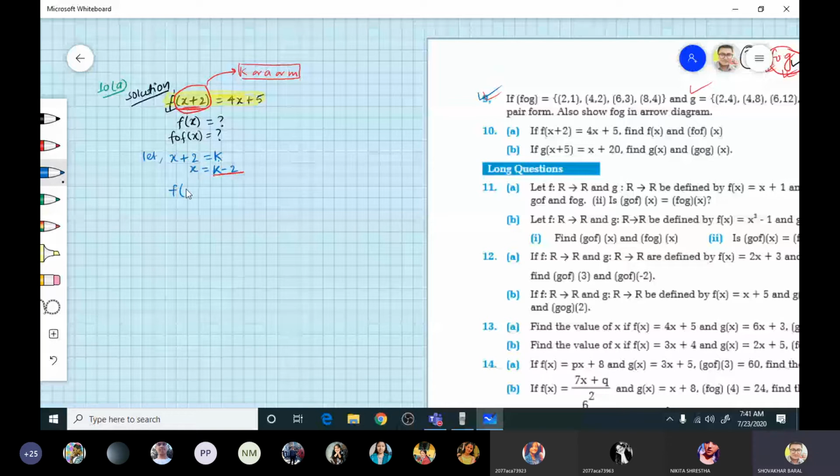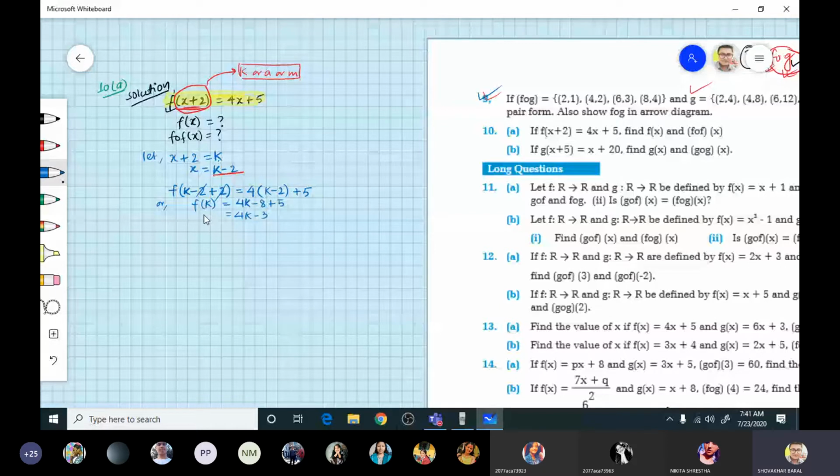plus 2 is equals to 4. There is again x, so I need to replace this x by k minus 2. So it will be k minus 2 plus 5. Is it clear? I hope so. Now this minus 2 and this plus 2 will cancel each other, so the remaining term will be f of k is equals to 4k minus 8 plus 5. This will be equals to 4k minus 3.